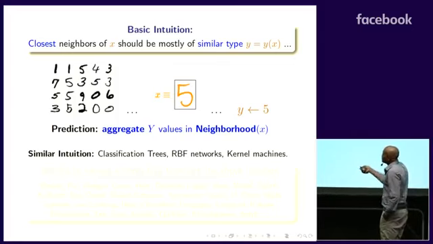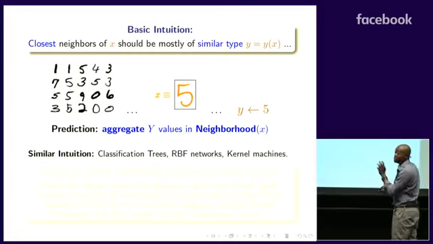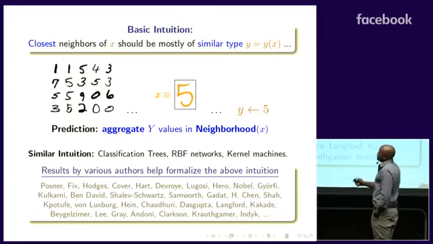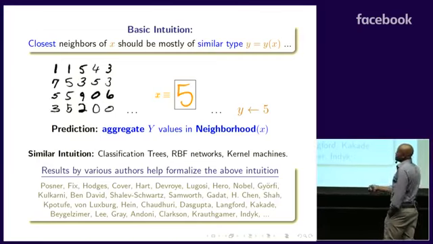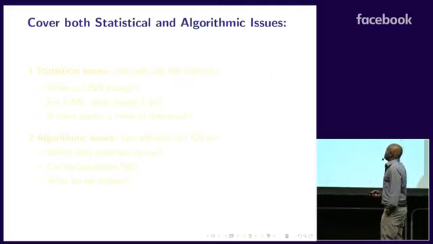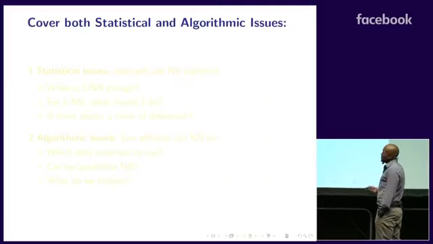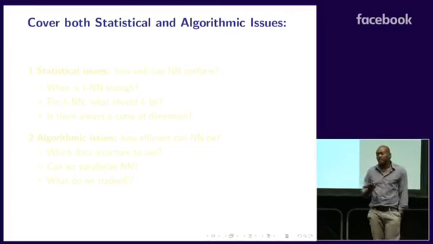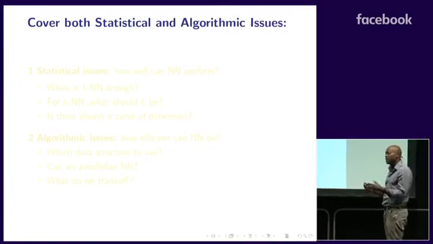However, we don't have much time to get into it, but this sort of intuition can be made precise. There are tons of results by various authors starting in the 70s that help formalize this sort of intuition. There are so many authors, I cannot cite everyone, so I just have a lot of names here. And much of that work covers both statistical and algorithmic issues. And so we'll divide the talk into statistical issues and algorithmic issues.